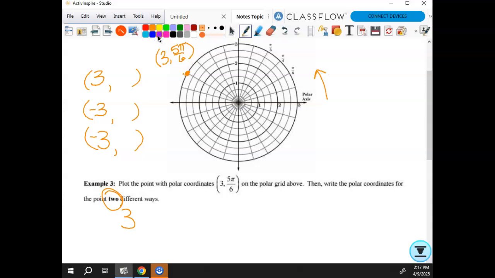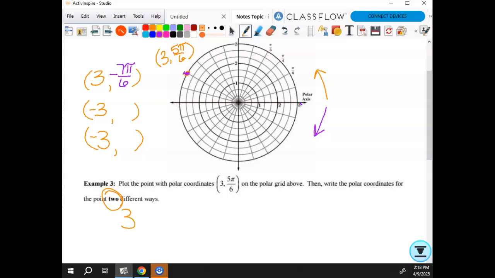I can also start here and I can rotate clockwise to get to this point. So I can have a +3, but a negative angle. And if I'm going to start here and rotate around to here, that's going to be a negative what? 7 pi-6. Very good. Everybody okay with that?